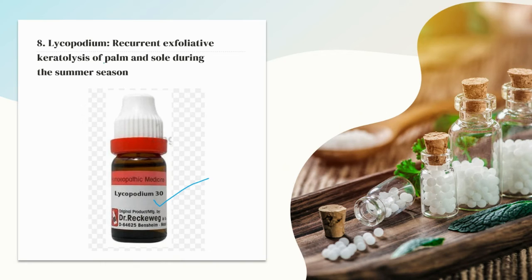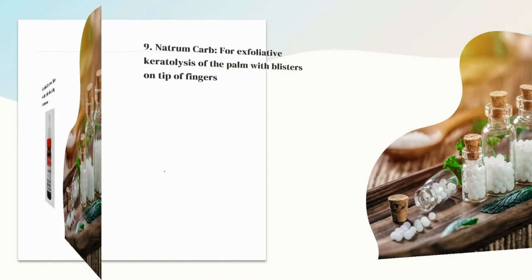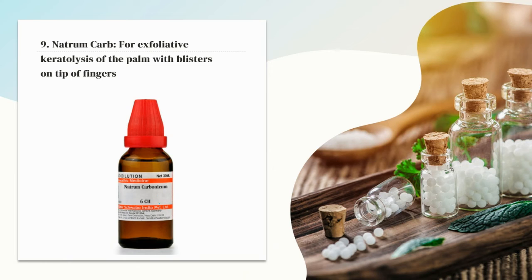The next medicine is Natrum carb. This medicine is useful for dry, rough, and cracked skin of the palm, which is associated with blisters on the tip of the fingers. It is useful for chapped hands after exposure to sun heat. A patient complains of profuse sweat. This is also a useful remedy during summer heat and after the suppression of hand sweat.